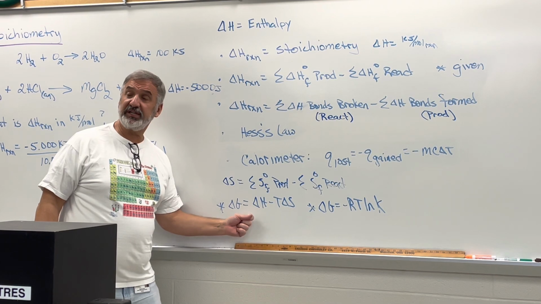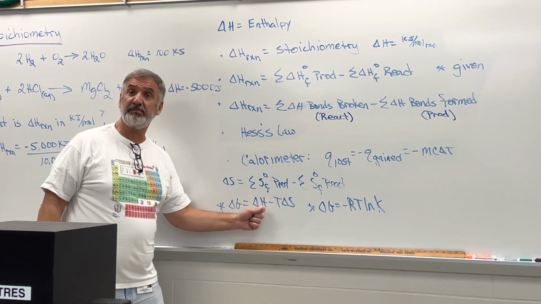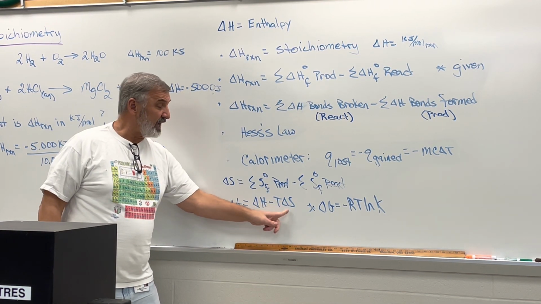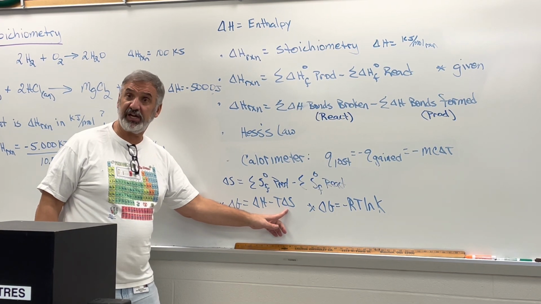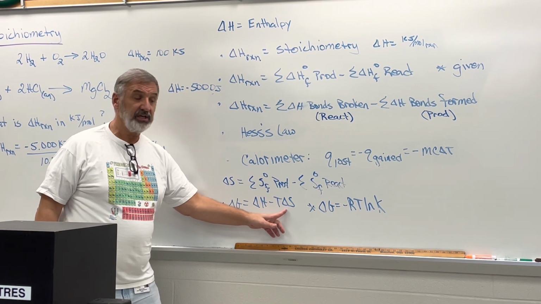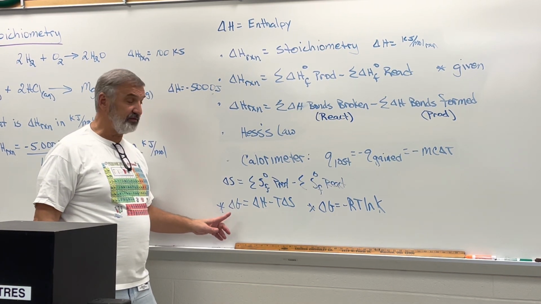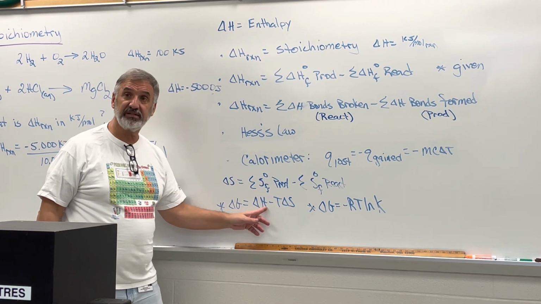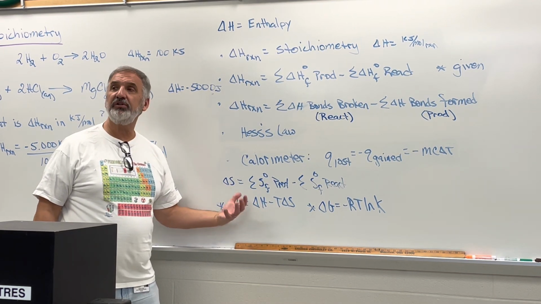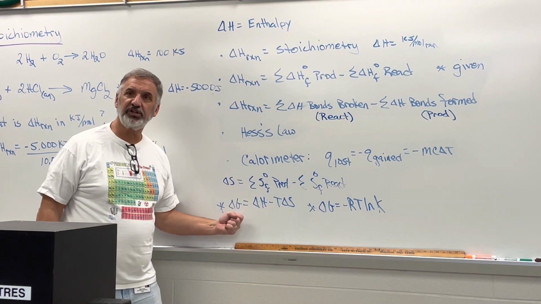Students miss this one because they don't get the units matched. Usually I just change this into kilojoules, and then the answer will come out in kilojoules. Or if you have delta G and you have to find one of these, just follow your units. The units are always given, just make sure they match.